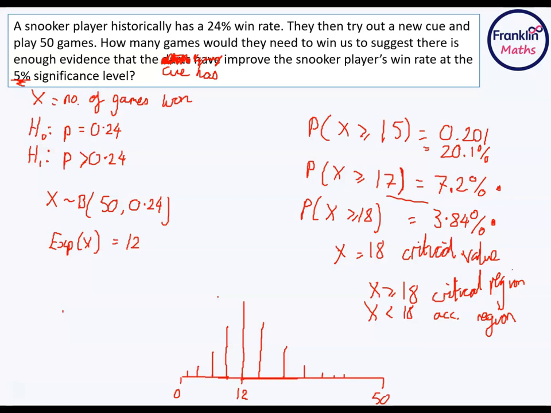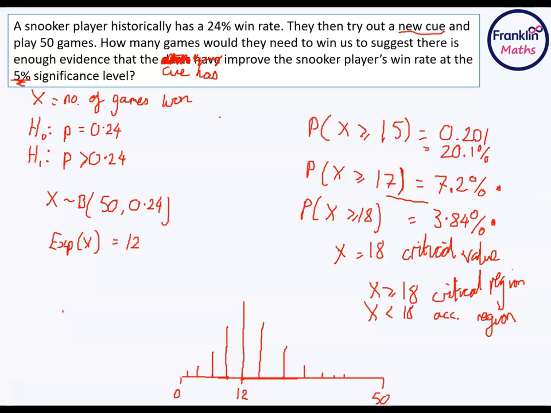Now, what's interesting in this question is the idea that this new cue is some sort of magical instrument that's made the snooker player a better player. It might not have been the cue, and in fact, we actually have no proof it was the cue. It could have been down to anything. It could be that the snooker player is on a better diet. They might be a bit more focused. They might be wearing glasses. They could have gained in confidence. We don't know.